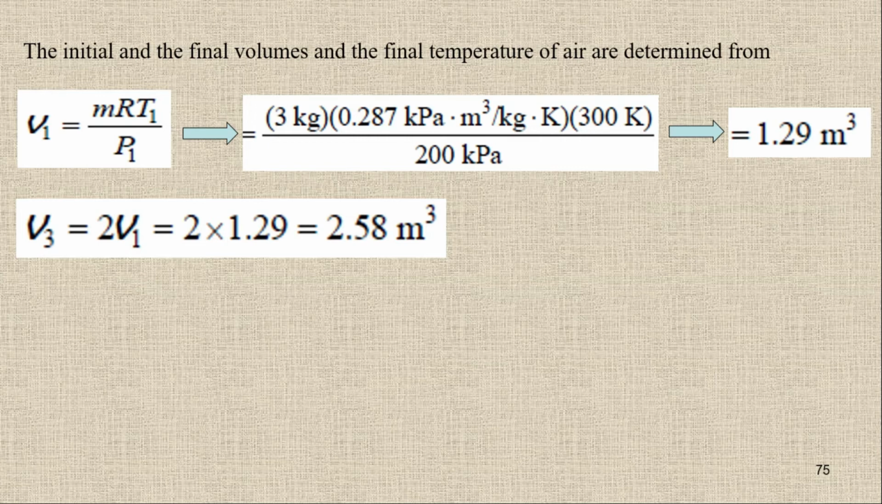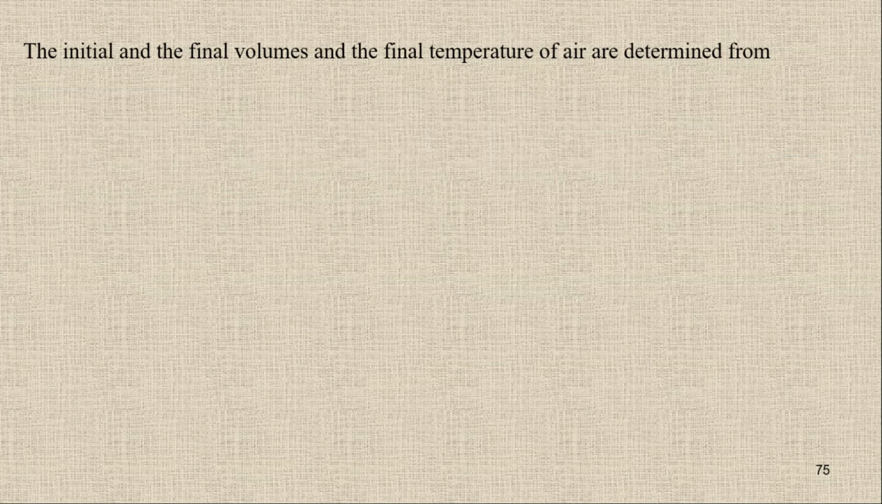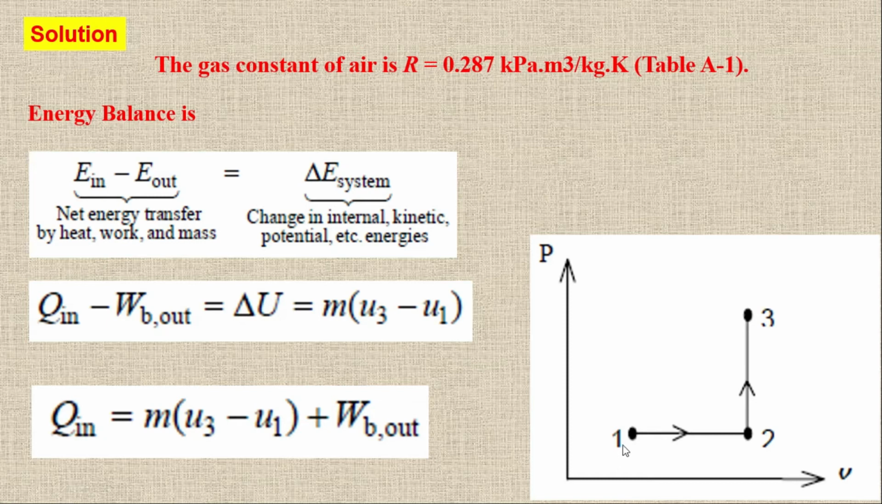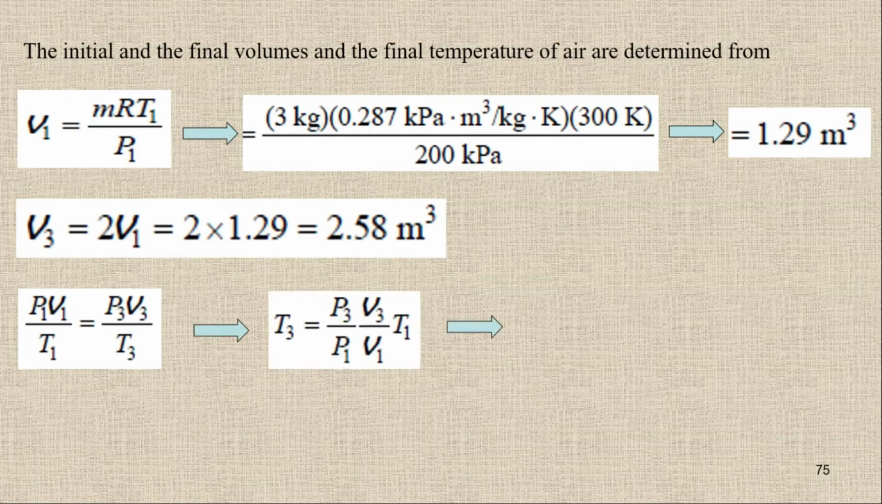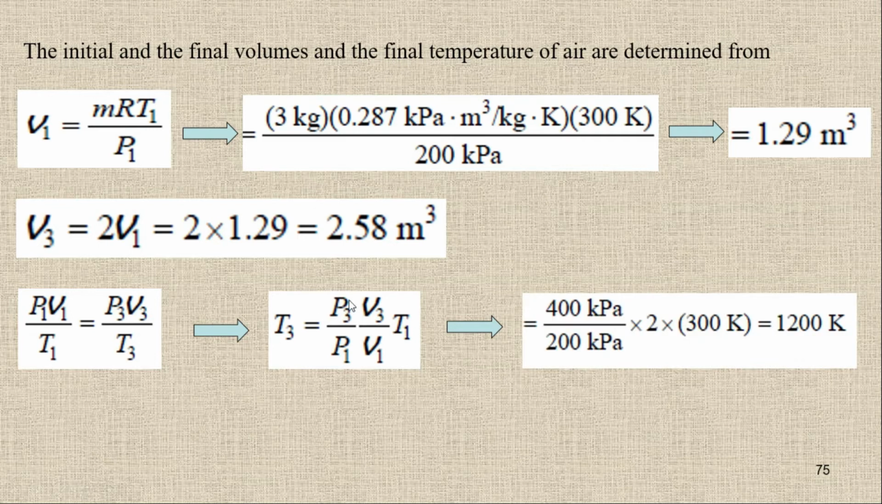T3. Initially, if you see, the initial pressure is given, which is 200 kilopascal. So what about P2? P2 will be the same, because in the start we have a constant pressure process. So here, if you can see, this one is a constant pressure process, so the value of P1 is equal to P2. And what about P3? At P3 the pressure is basically twice P2. So here you can see P3 is 400 kilopascal, because it is twice P1 or P2.